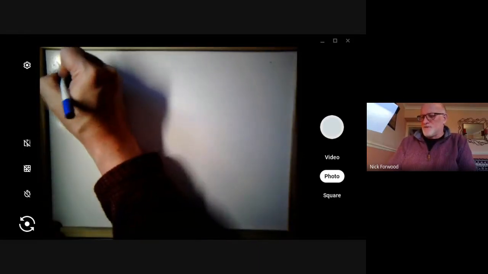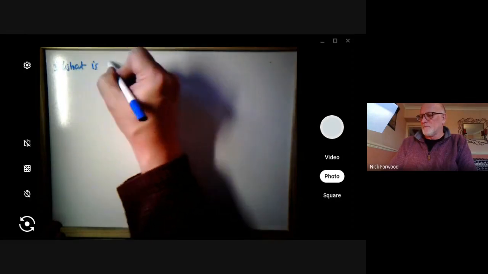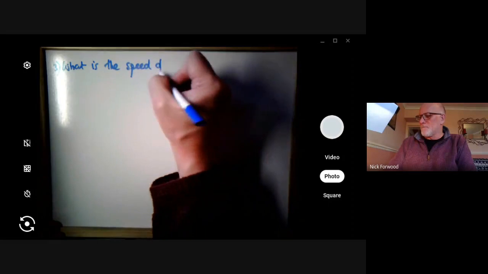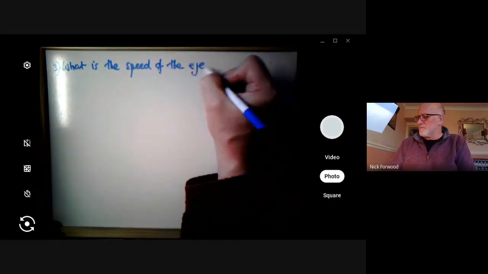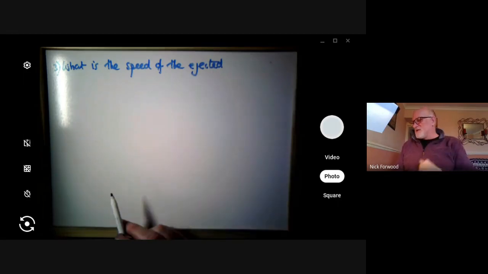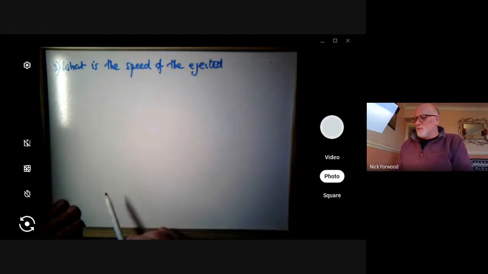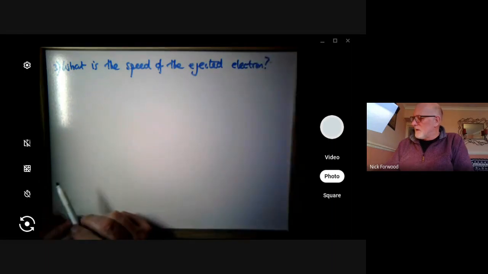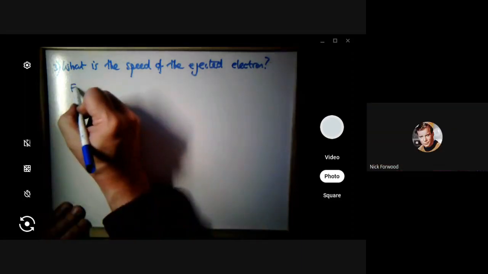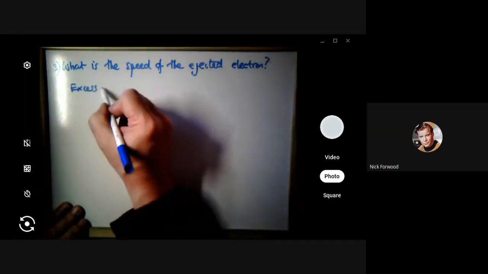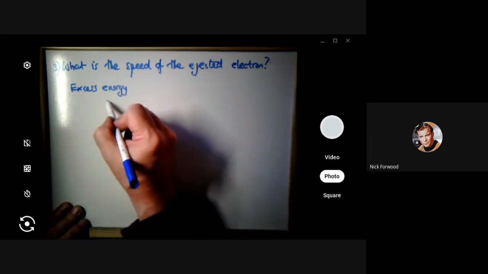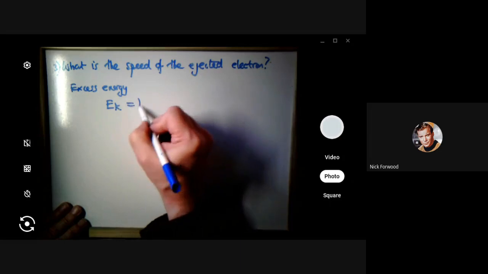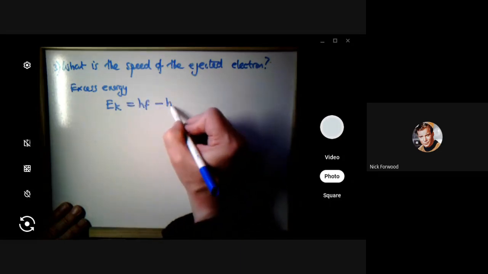So the third part, part 3, and we can use the word ejected, we could use the word emitted, we could use the word escape. It doesn't really matter. What is the speed of the ejected electron? So we've got a formula, the excess energy, which is the kinetic energy, that's equal to hf take away hf naught.